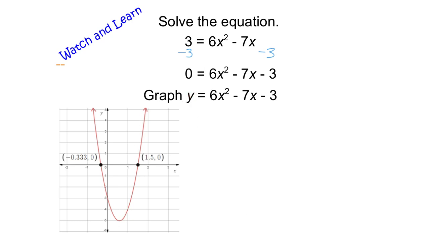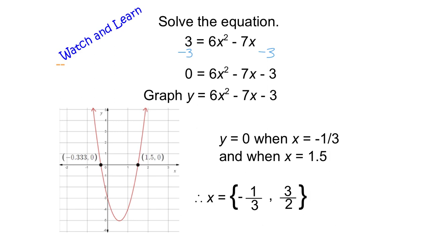And where does y equal 0? Well, at these 2 points, the x-intercepts. Right? When on the y-axis, when y is 0, that's when we're on the x-axis. So when x is -1/3 or positive 1.5, those are the answers to this equation. So the way I write my answers is, well, x can equal either one of these two numbers.